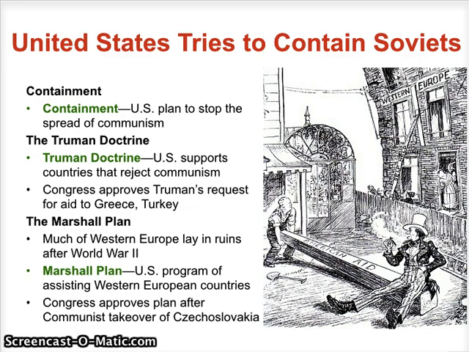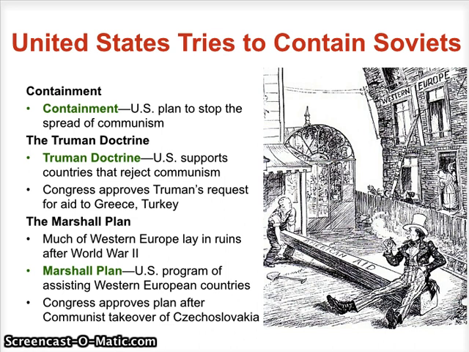The United States tried to contain the Soviets. So the United States' approach to trying to contain communism is to stop the spread of communist ideas. And they do this in a few different ways. So the first way they do this is with the Truman Doctrine.